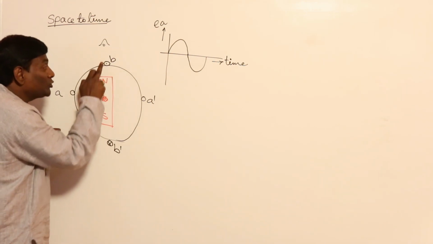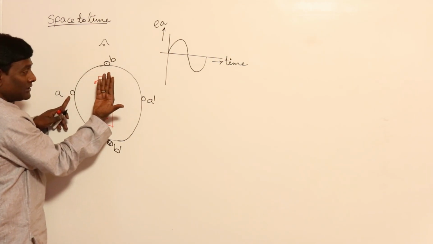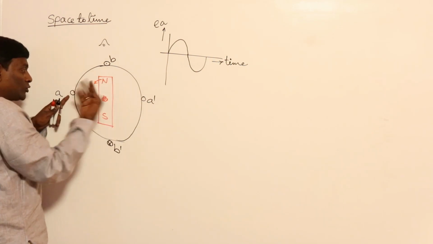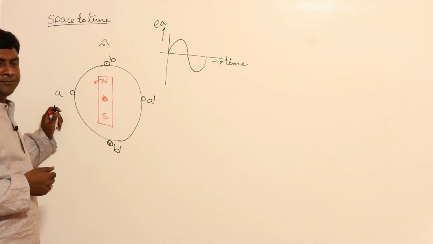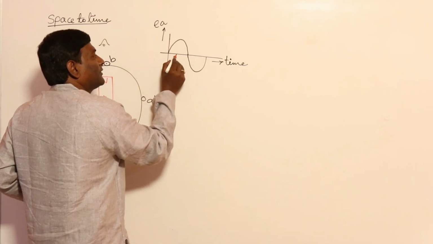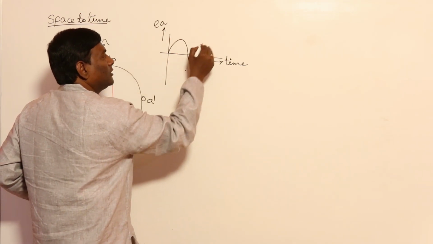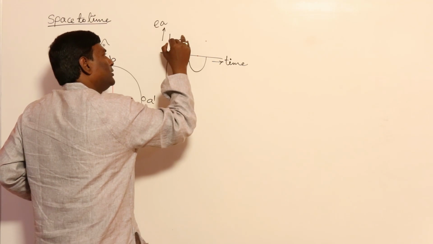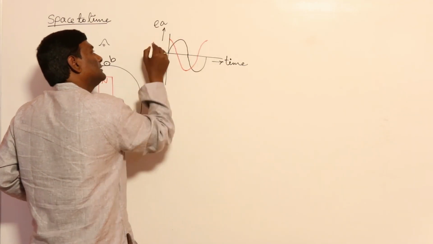As of now, is the induced voltage going to be maximum or not? Yes. As of now, is the induced voltage going to be 0 or not? Yes. After 90 degrees rotation, the induced voltage here is going to be maximum, and the induced voltage here is going to be 0. So as of now the induced voltage is maximum here. After 90 degrees it will be 0, after 90 degrees it is going to be negative maximum, after 90 degrees it will be 0. So my induced voltage in B is like this.